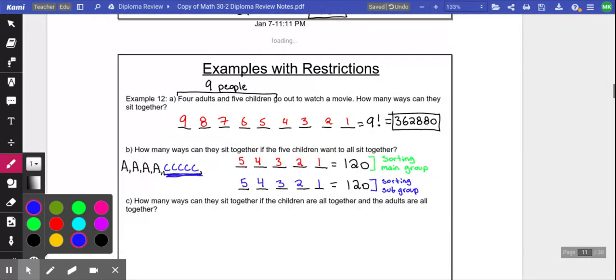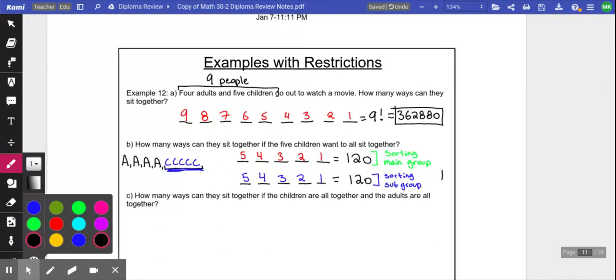To get your final answer, you multiply the 2 groups together. 120 times 120 would give you a total number of 14,400 ways in which the kids could all sit together.